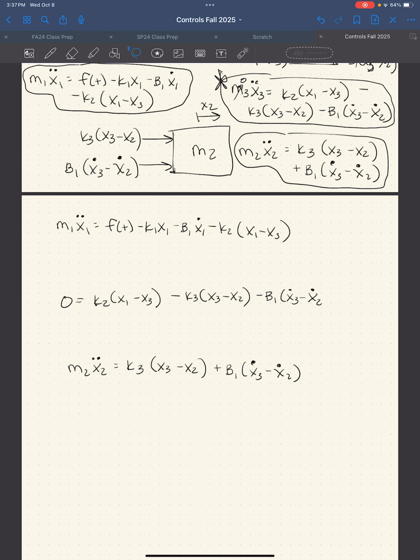Okay, so just like I did before, ideally we would like the x1 double dot on the left-hand side all on its own, x2 double dot all on its own on the left. And then this middle equation, I'm actually going to solve for x3 dot and try to get rid of x3 dot everywhere else so that I can treat x3 dot as part of my derivative of my state vector.